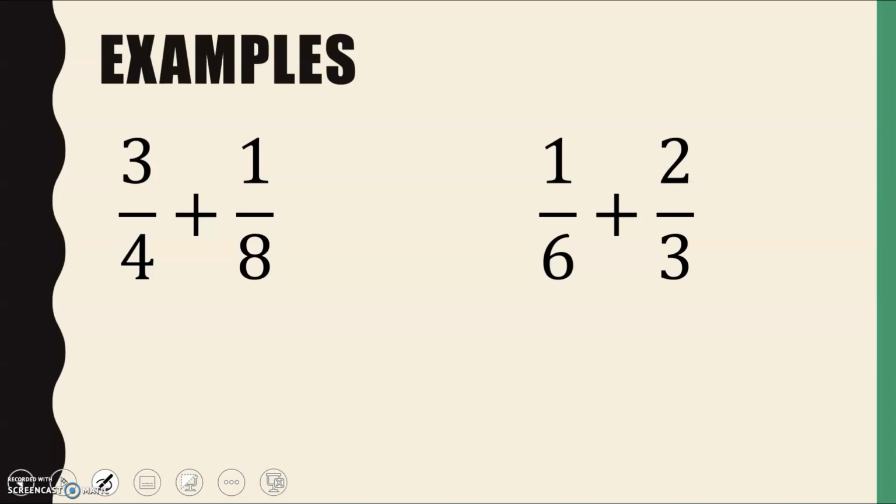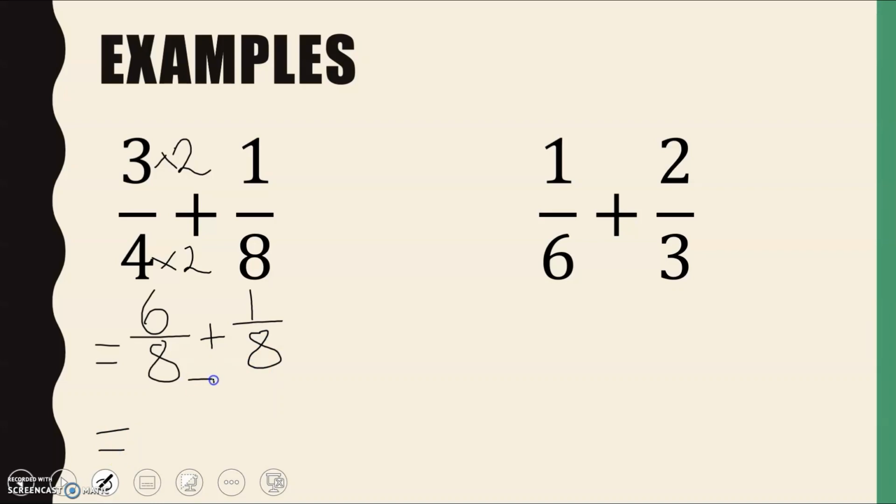Some more examples then. So I've got 3/4 plus 1/8. Is there a way that I can make 4 and 8 match? Yes. 8 is in my 4 times table, so I can multiply 4 by 2 to get to 8. But whatever I do to the bottom, I must do to the top, so we are going to have to times by 2 on the top there. 3 2's give me 6, and 4 2's give me 8. I am not changing my second fraction because I still want it to have an 8 on the bottom. Now that my denominators match, I can do 6 plus 1 gives me 7, and 8 is going to stay as it is for 7/8.